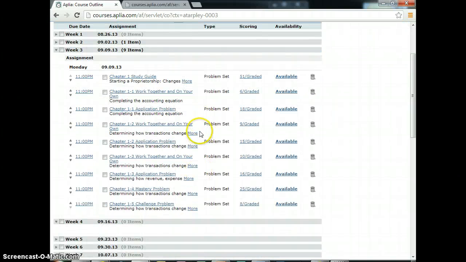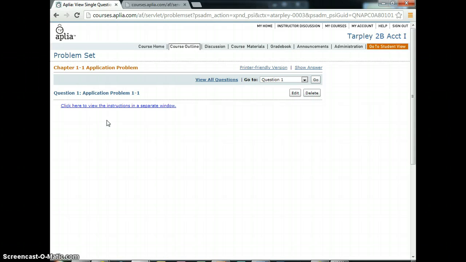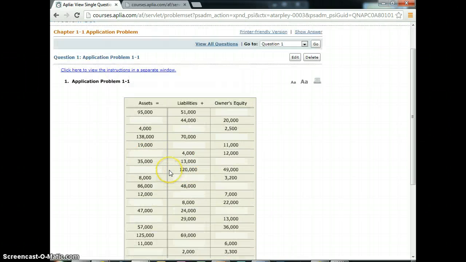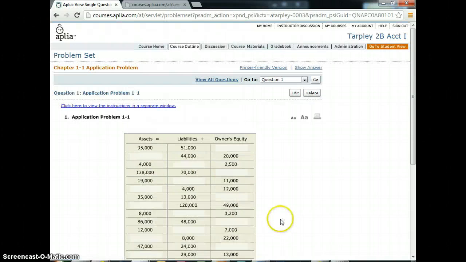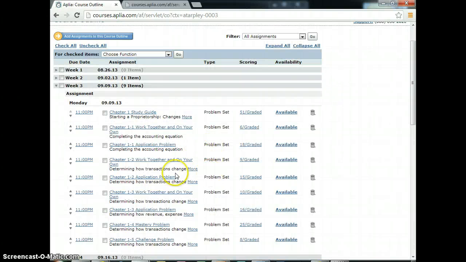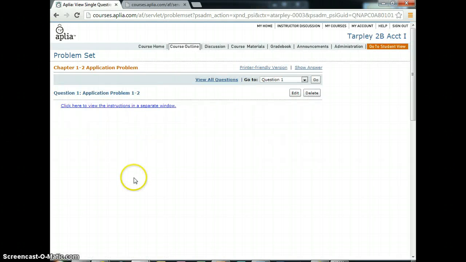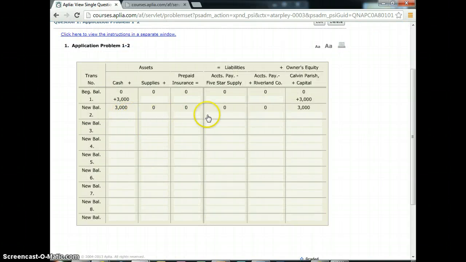Now, your last assignment is going to be doing the Chapter 1-1 application problem. Click on that, and it's going to pull up something similar to what we did earlier about filling in the blanks to make sure the accounting equation is in balance. Once you're done with that, click Save and Continue, and go back to the course outline. And then last, it'll be the Chapter 1-2 application problem, and it'll be something similar as well. This time we're just going in and we're adding the plus and minus, and we're also adding dollar amounts.